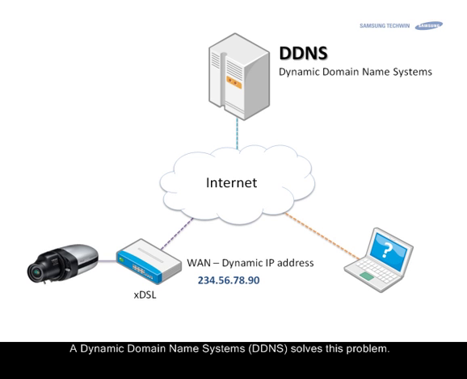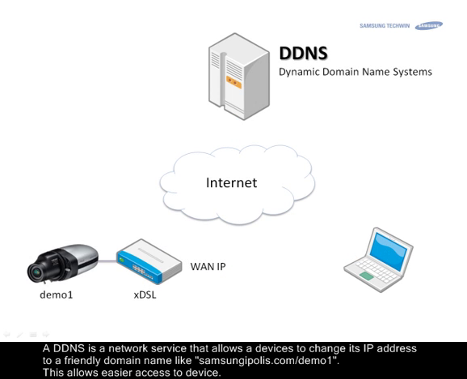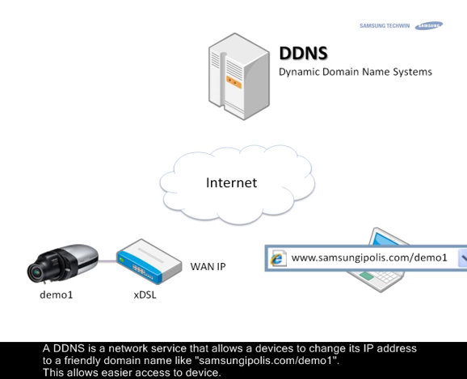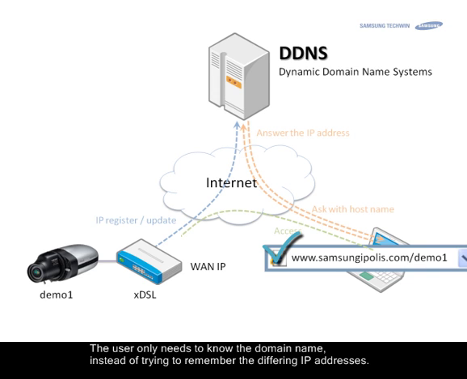A dynamic domain name system, also referred to as DDNS, will solve this problem. A DDNS is a network service that allows devices to change its IP address to a friendly domain name like samsungipolis.com/demo1. This allows easier access to that device. The user only needs to know the domain name instead of trying to remember the differing IP addresses.